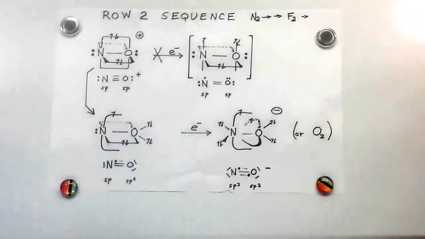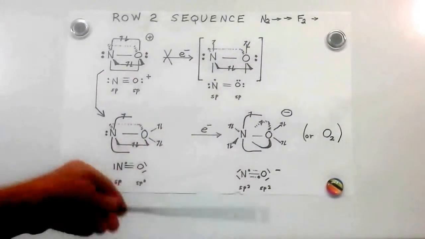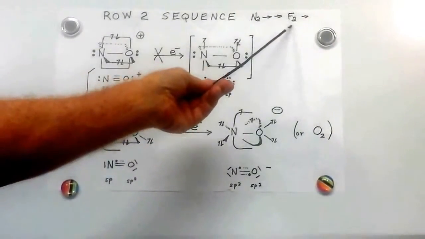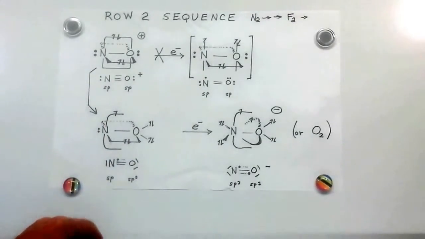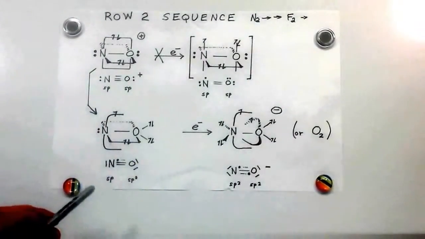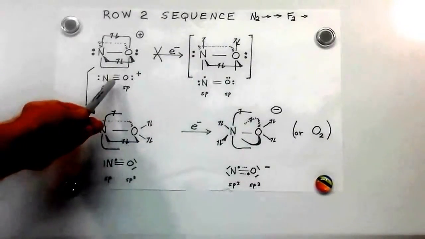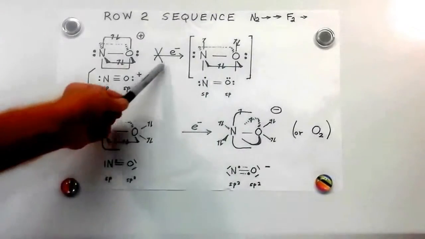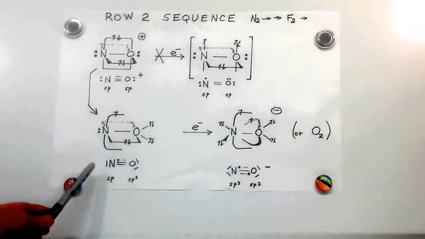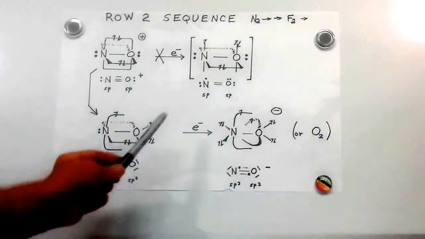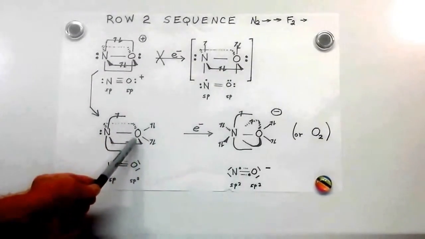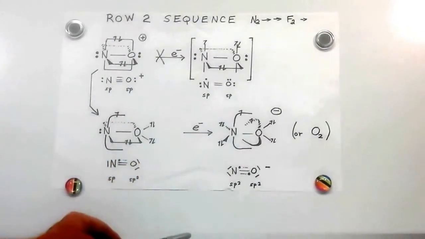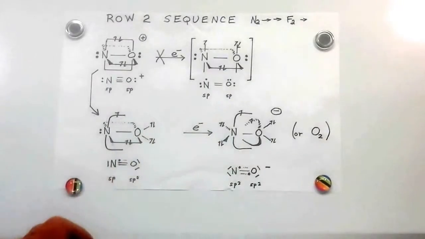In this sequence, we're going to look at the row 2 sequence from N2 to F2 and then the breaking apart of the F2. On this sheet, we're going to look at the NO plus, add an electron to become NO. And then we're going to add an electron to the NO, the nitric oxide, to go to the NO minus, which is the same as oxygen.